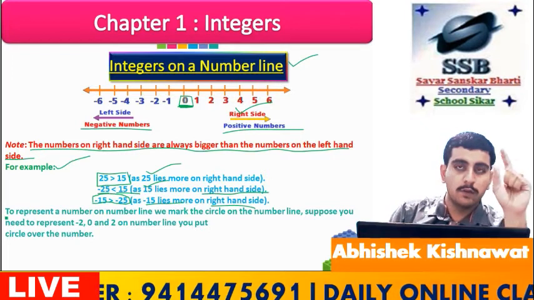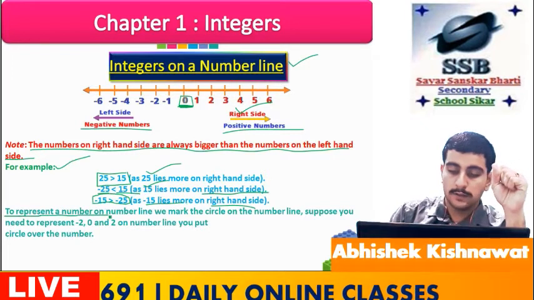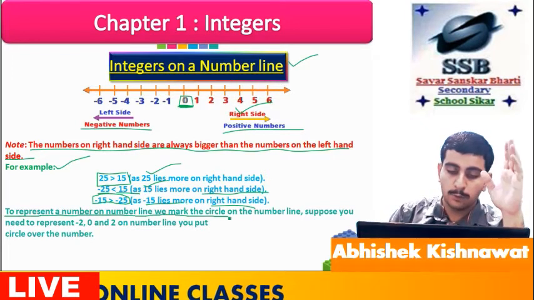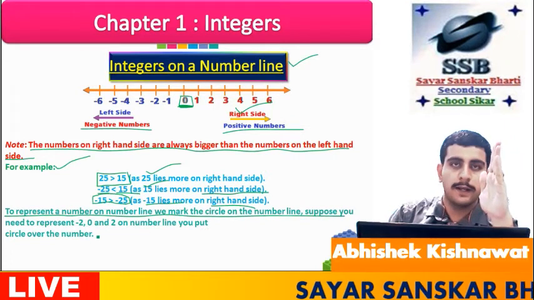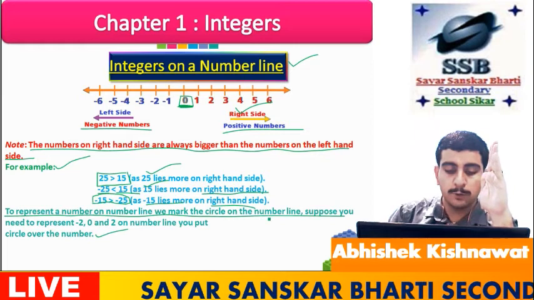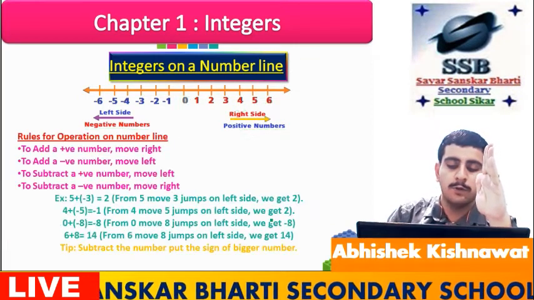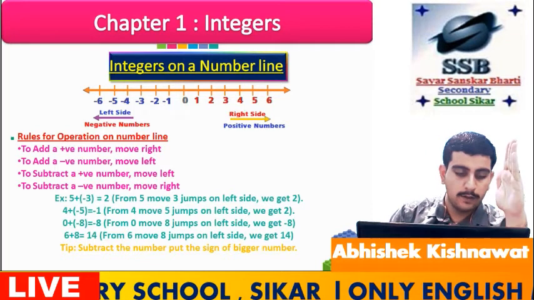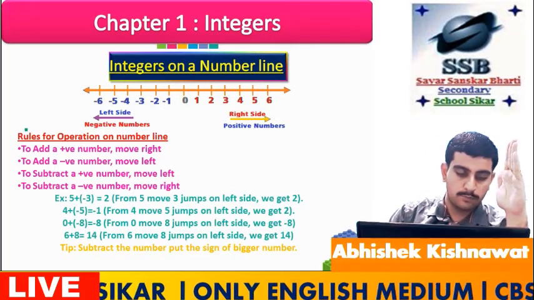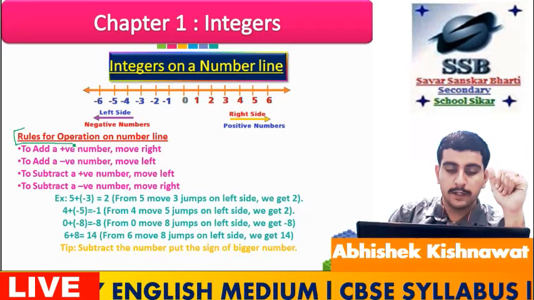Very good. Now there is also one more thing here: to represent a number on a number line, we mark a circle on the number line. Suppose you need to represent minus 2, 0 and 2 on the number line, you can put a circle over the number. I think you all get it. Yes or no? Okay, very good. Let's move on.